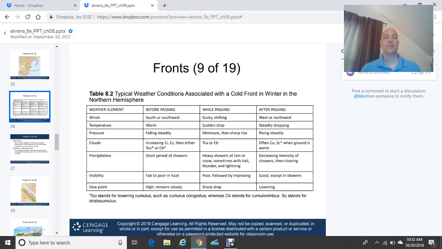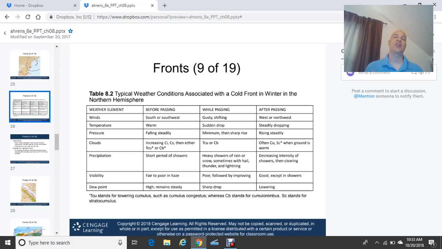And then clouds: you typically see increasing cirrus as the first indicator of a front moving into the area. Those cirrus eventually lower to cirrostratus clouds, which we talked about earlier in the course. Cirrostratus clouds are typically associated with halos around the sun or moon. And then that cirrostratus layer will lower. If the air mass is unstable enough, it will become towering cumulus or cumulonimbus, but it has to be an unstable air mass.